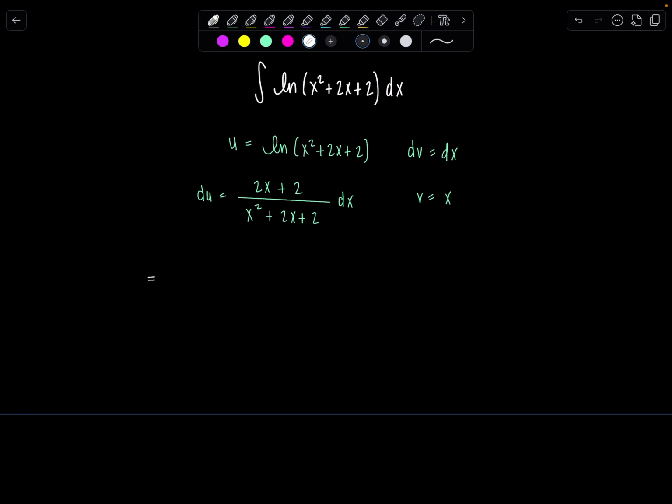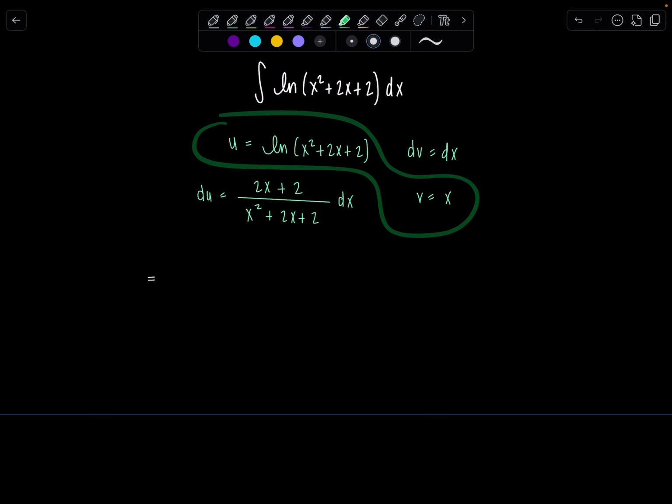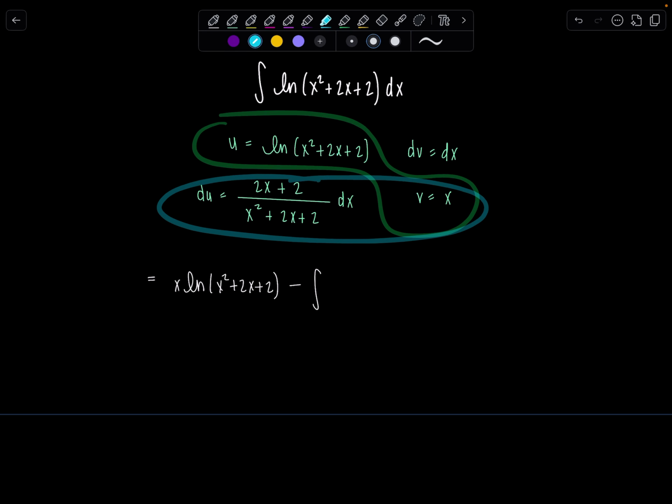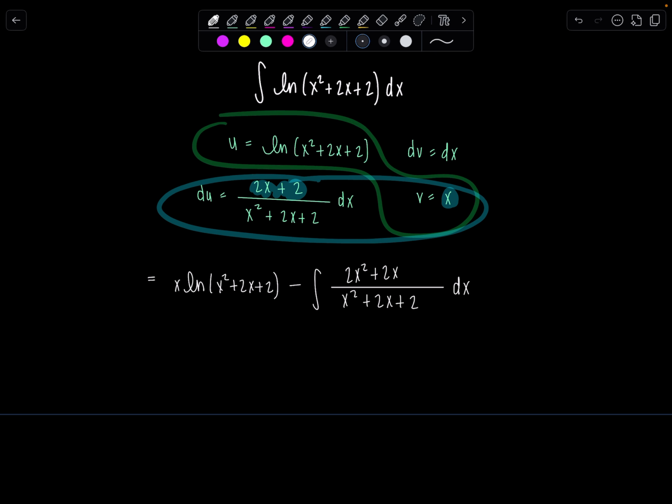Okay, so now let's apply our by parts formula. We're going to have u times v, so x ln of x squared plus 2x plus 2, minus the integral of v du. If you will allow me, I'm going to distribute the x through the numerator, okay? So we'll have 2x squared plus 2x over x squared plus 2x plus 2 dx. So far, so good? Okay, perfect.